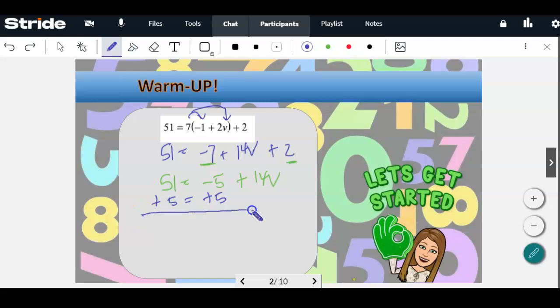And 51 plus 5 is 56. And the 5's cancel on the right. So we have 14v. And then we're going to divide by 14 on both sides. And v is equal to 4. If you have questions, just let me know.